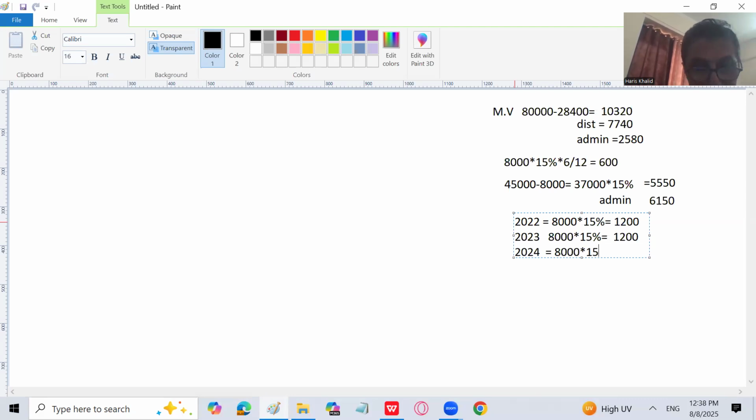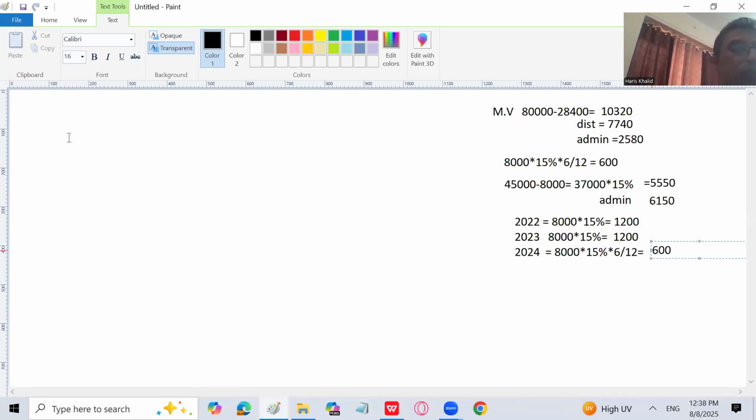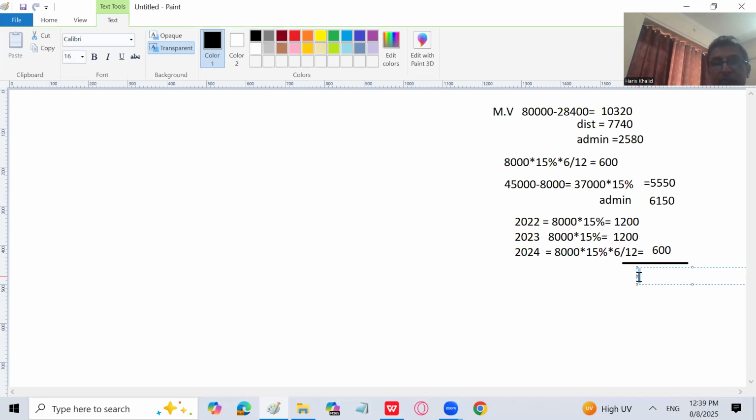Then 8,000 into 15% into 6/12, which we have already calculated, which is the current year depreciation. Because it is month-to-month basis, we have to calculate depreciation in the current year also for 6 months, as the asset is used from January to June, that is 6 months. So the total depreciation is 3,000. Now, the cost is 8,000 minus 3,000, so the book value is going to be 5,000. So the book value of the old asset on the date of sale is going to be 5,000.